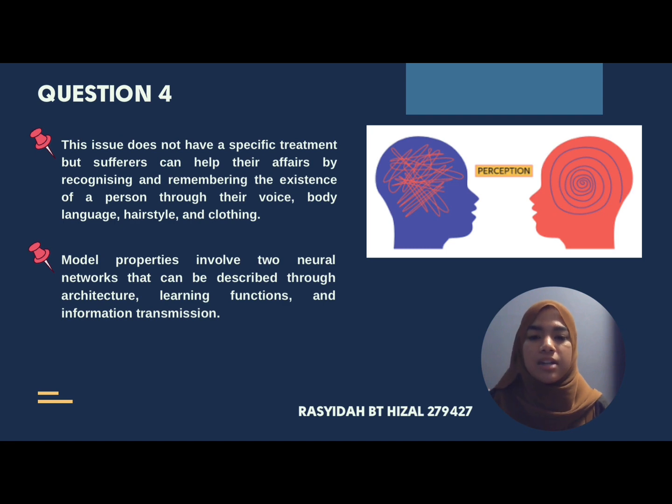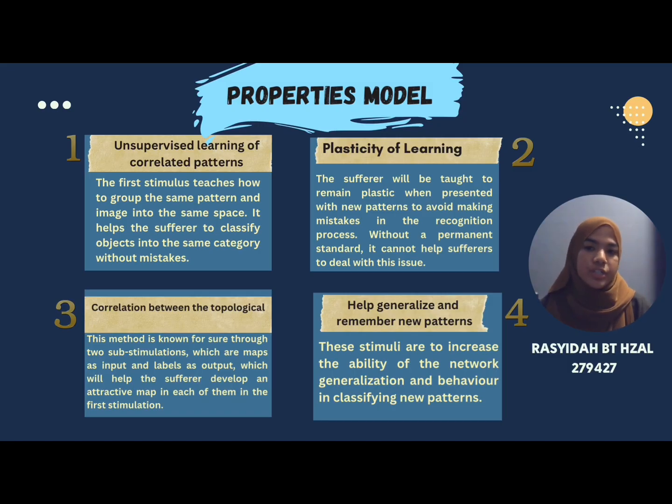The second one is model properties, which involve 2 neural networks that can be described through architecture, learning function, and information transmission. In the properties model, we have 7 stimuli. The first one is unsupervised learning of correlated patterns. The first stimulus teaches how to group the same patterns and images into the same space. This helps the sufferer to classify objects into the same category without a mistake.